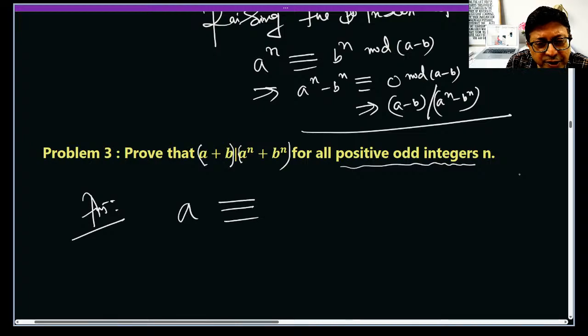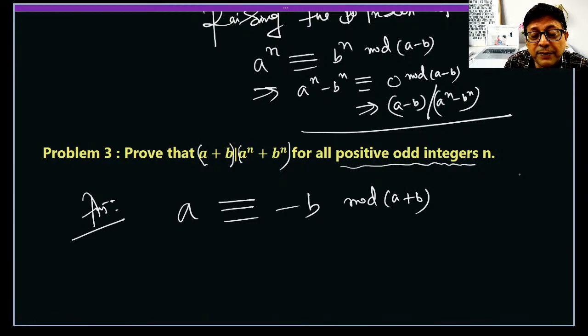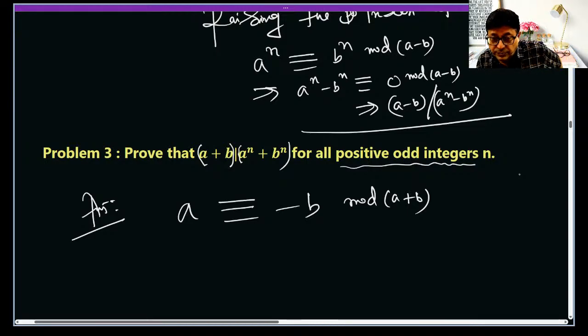A congruent with minus B mod A minus B. No, minus B mod A plus B. Can I say so? A congruent with minus B mod A plus B. We are remembering that definition. The difference is divisible by the modulus quantity. A minus minus B is what? A plus B. A plus B divisible by A plus B. So this is always true.